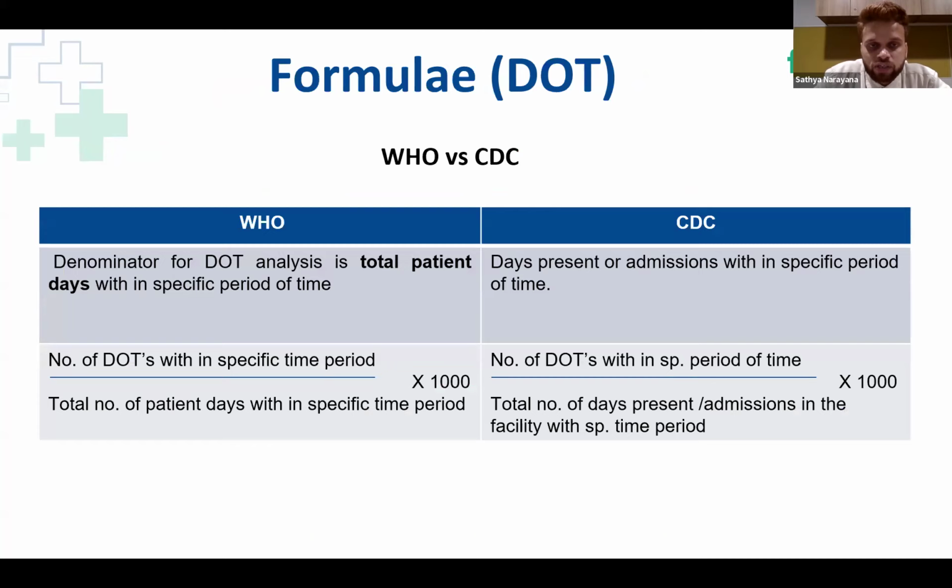As I mentioned, there is a different formula suggested by WHO and CDC. If it is WHO, the main difference is they say it should be considered as total patient days for a specific period of time. And if it is CDC, they mention the total number of days present, or admissions that are restricted only to that specific time, whether it is monthly or quarterly. So this would be the way we deal with considering the variables.